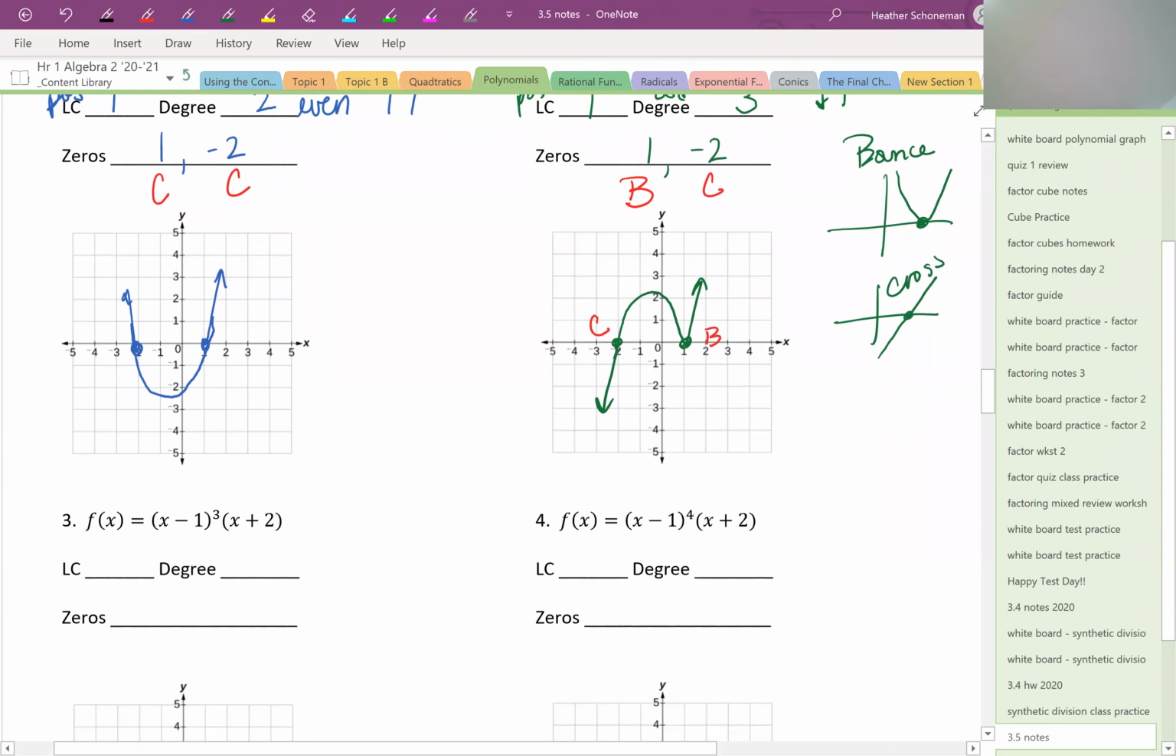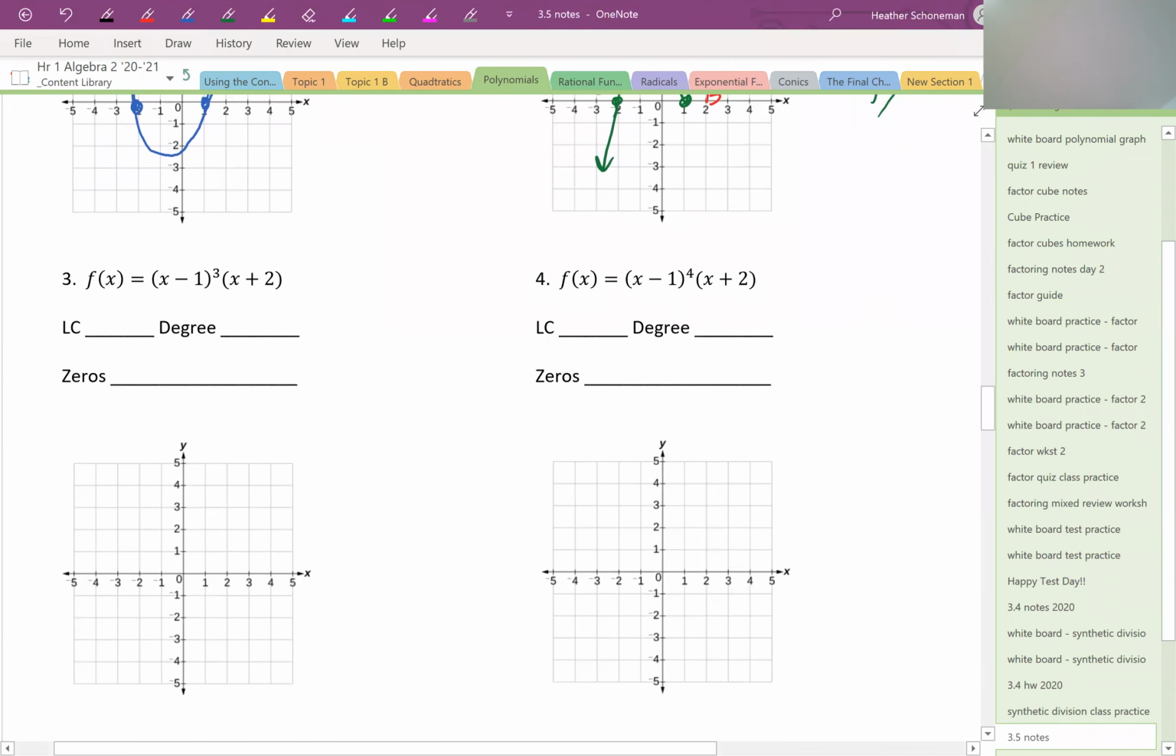All right, let's try the other one. It's going to have the same zeros, but the multiplicity is going to be different. Okay, on all of these, the leading coefficient is 1, so it's going to be positive. This 0 occurs 3 times. This one occurs 1 time for a grand total of 4, so the degree is 4. My zeros are 1 and negative 2.